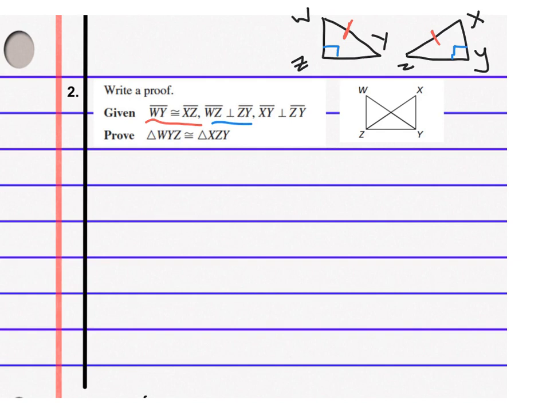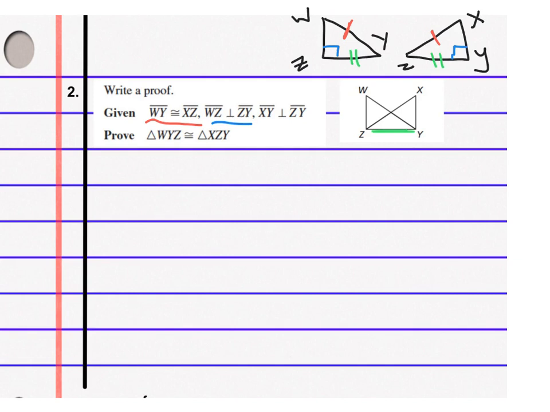So do they share anything? Yes, they do. They both share ZY, this side at the bottom here, ZY. So then I can go ahead and use the hypotenuse leg theorem.